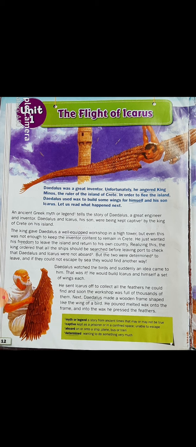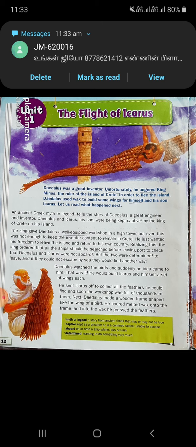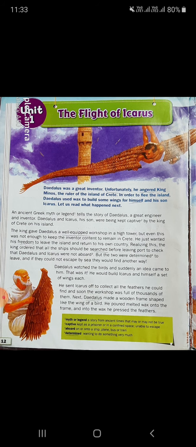He sent Icarus off to collect all the feathers he could find, and soon the workshop was full of thousands of them. Next, Daedalus made a wooden frame shaped like the wing of a bird. He poured melted wax onto the frame, and into the wax he pressed the feathers.